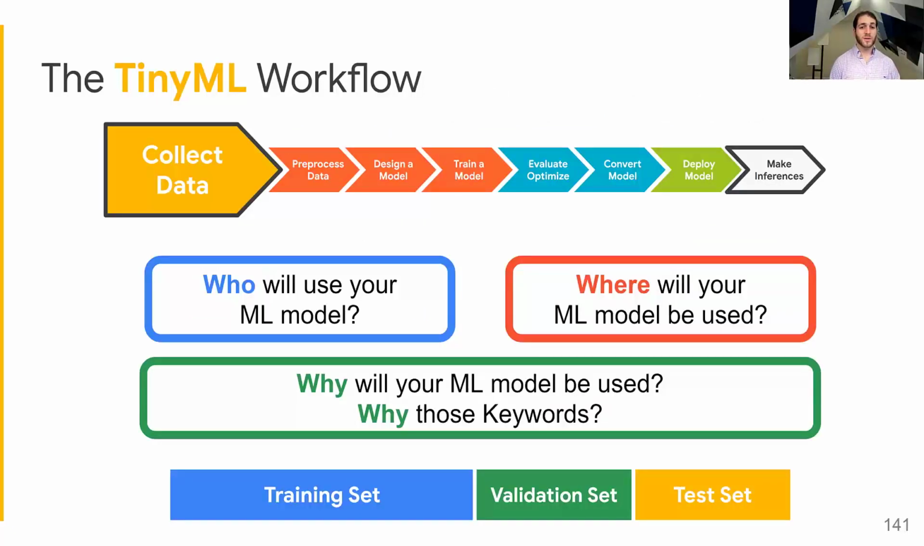What we did is we collected data. When collecting data at scale for others and to deploy products, we need to think about who is using our model, where the model is used, why the model will be used, and why you are picking the specific features of your model, like the keywords that you're using. And then of course, we split our data into training, validation, and test data so that we have a robust way to train our model and test it.